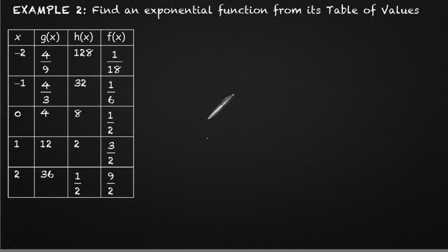Okay, now we want to find an exponential function from a table of values. So essentially we want to find three functions here. We want to find g of x by using these y values and these x values. We want to find h of x by using these same x values, but now using these y values. And then we want to find an equation for f of x by once again using these same x values, but now using these y values.